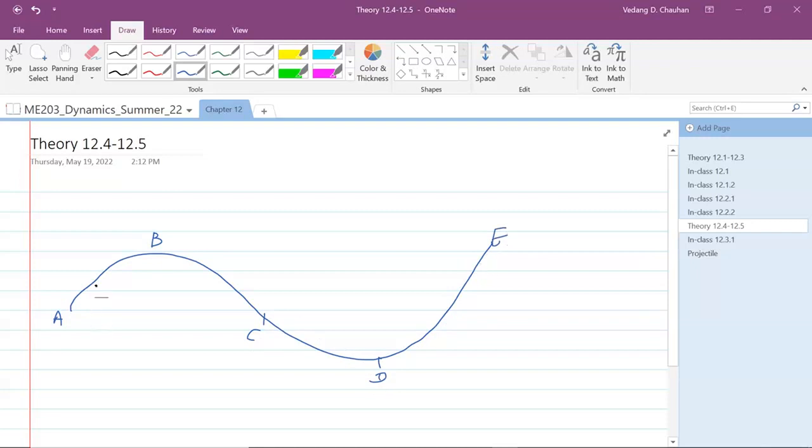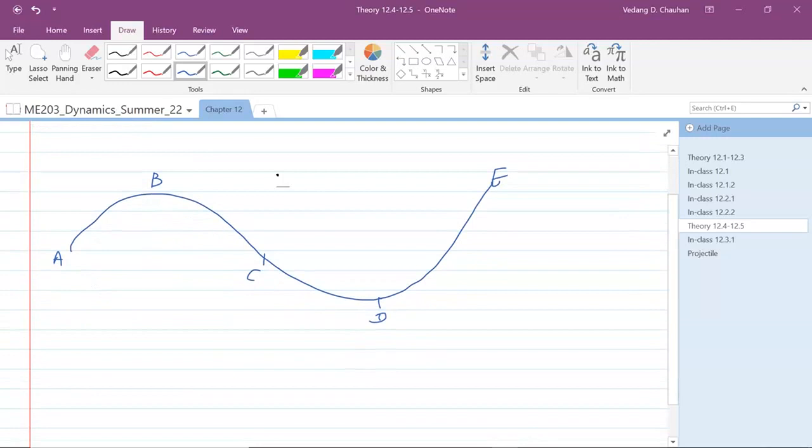Now, how do we measure the position, velocity, and acceleration of the particle when it's going through this curved path? For that, we need a reference point or origin. If the motion of the particle is in 2 dimensions, then we use the XY coordinate system. If it is 3 dimensions, then we use the X, Y, and Z coordinate system, where the XY plane is this screen here, and the Z-axis is perpendicular to this plane and coming out from the plane.